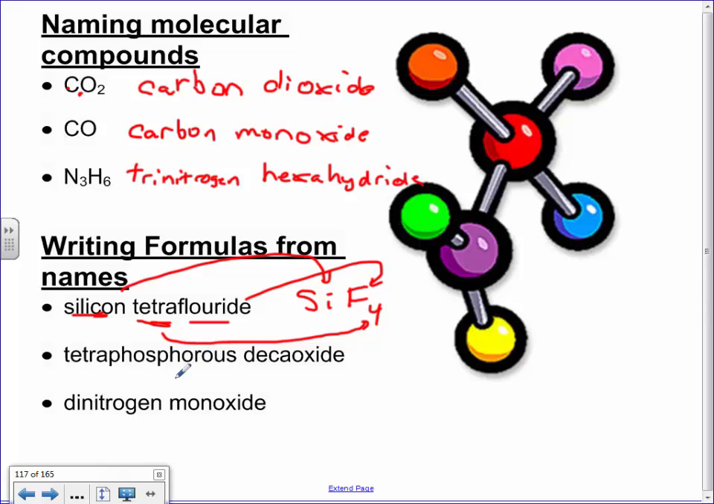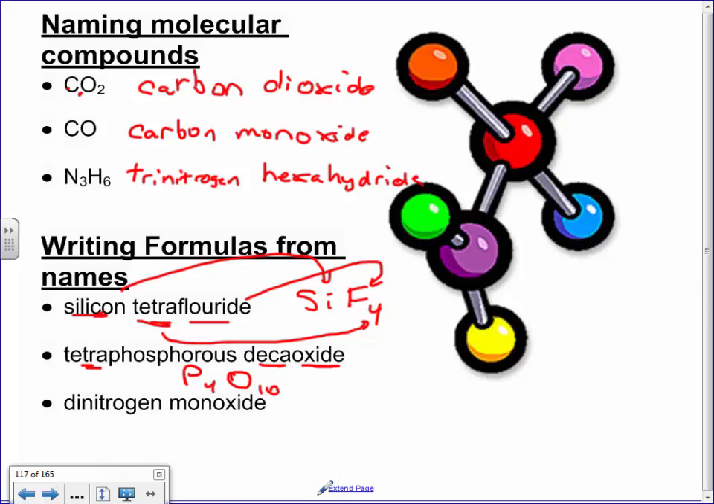Okay, tetraphosphorus. Phosphorus is a P. And you guys can see this one ends in oxide. Oxide is from an oxygen. So you need P's and O's. Tetra means you need 4 of them. Deca means you need 10 of them. This is a really weird compound. It comes in 4 phosphoruses and 10 oxygens.